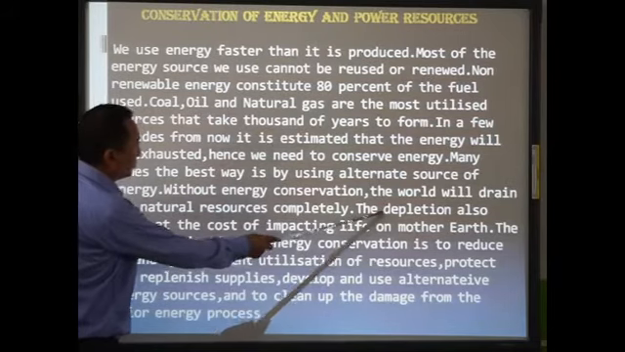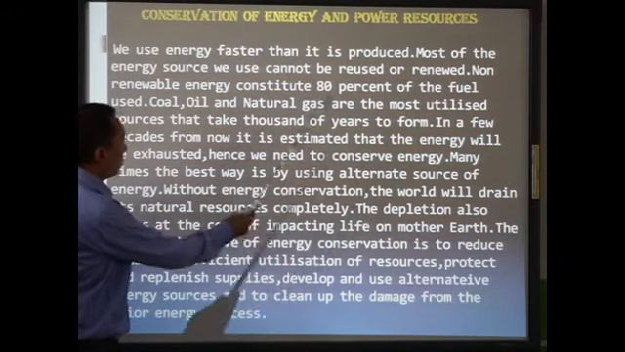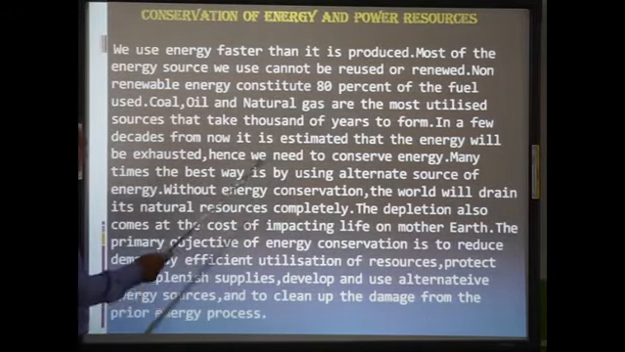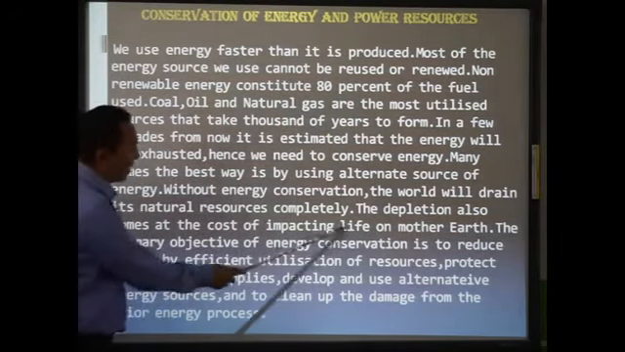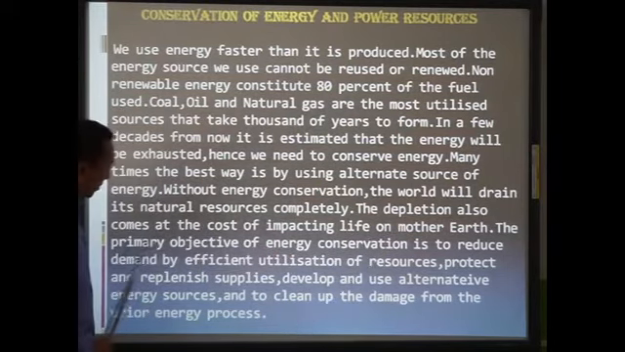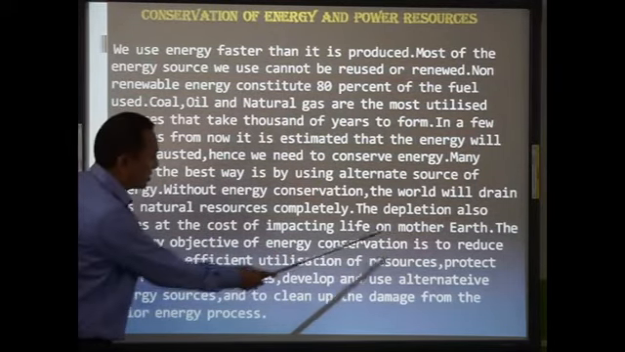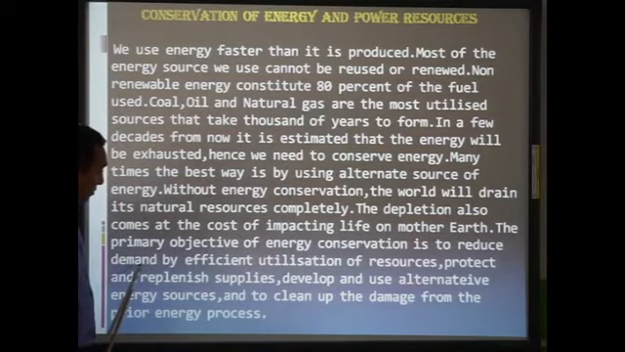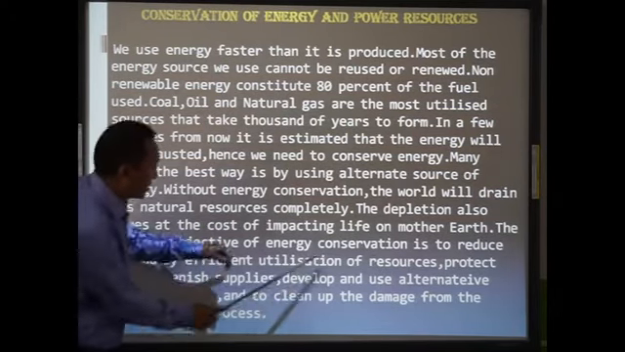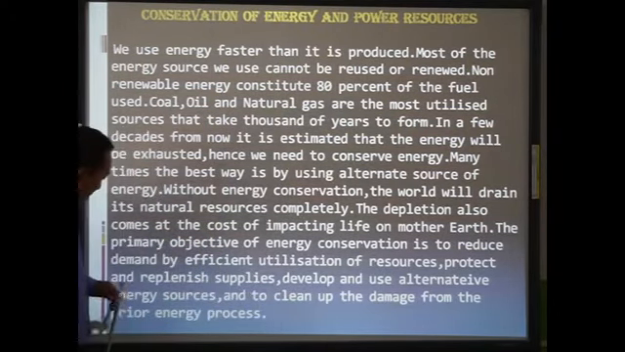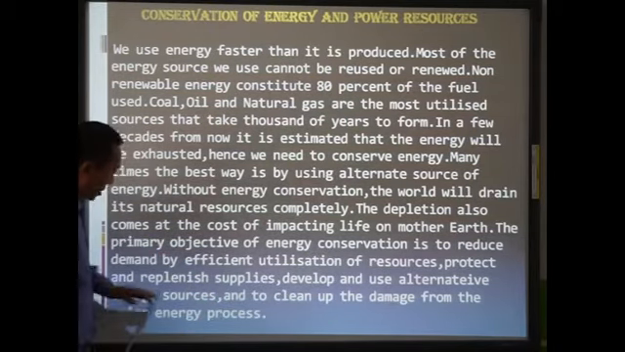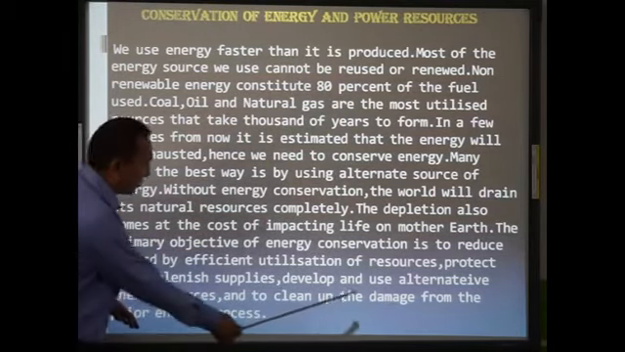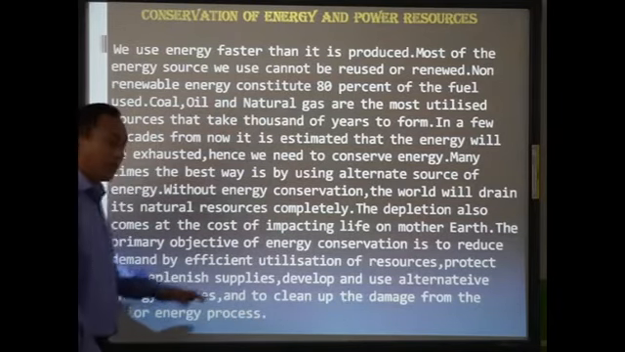The depletion also comes at the cost of impacting life on Mother Earth. The primary objectives of energy conservation are to reduce demand by efficient utilization of resources, protect and replenish supplies, develop and use alternate energy sources, and clean up the damage from the prior energy process.